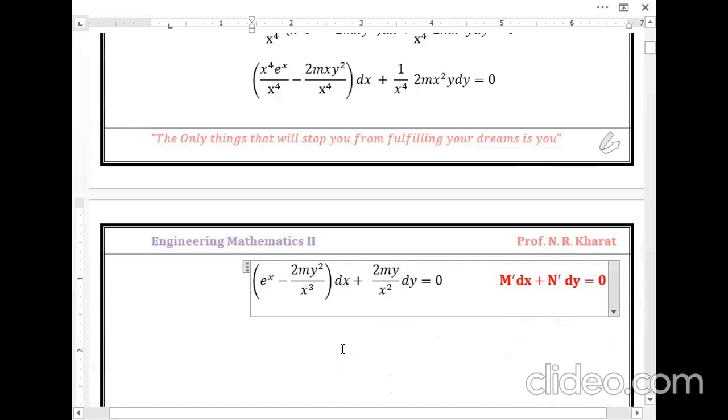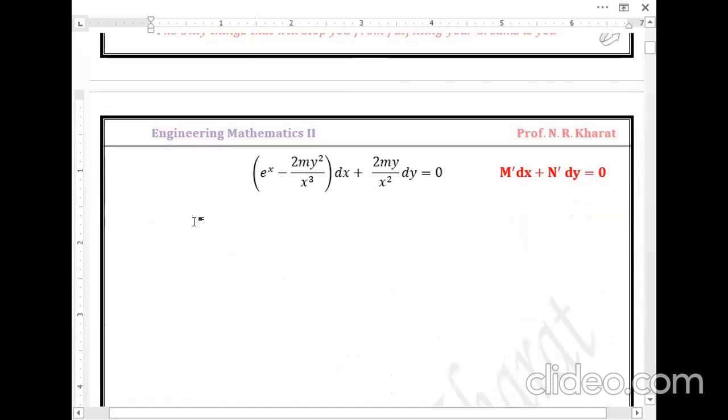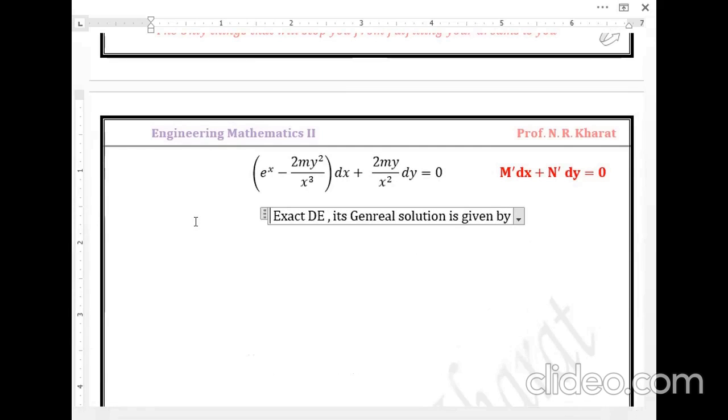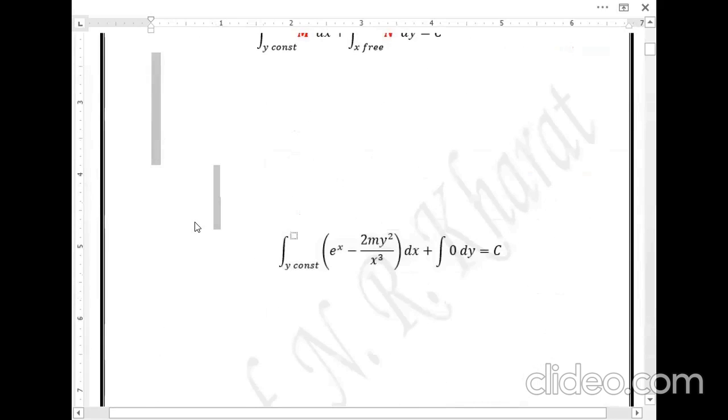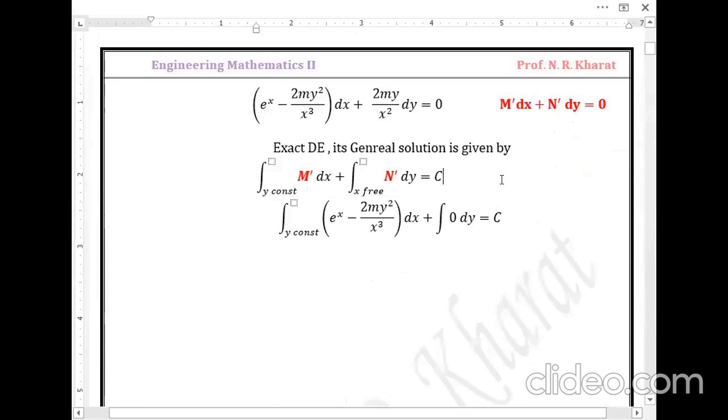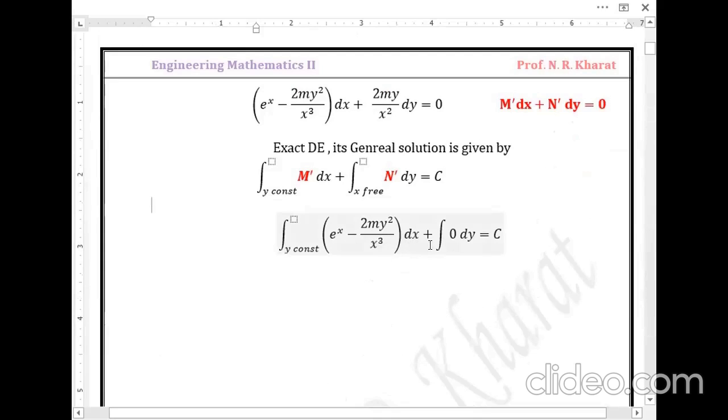And we know that after multiplying the given differential equation by the integrating factor, it becomes exact. If this differential equation is exact, we can find its solution directly. How to find the solution? We have to use the rule number 1 formula. Given the differential equation is exact, we have to find its solution. The integral of M dash, e raised to x minus 2my square upon x cube dx, plus the terms which do not contain x. We have to take the term which does not contain x, but in N the x square is present, so we have to neglect those terms.